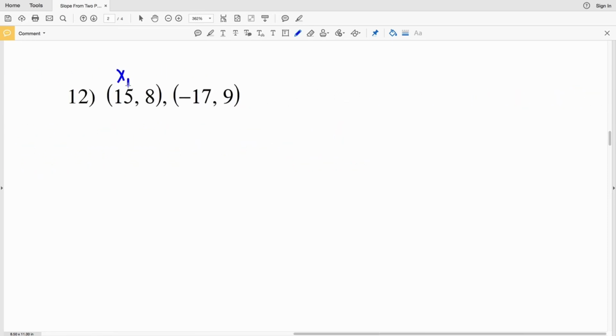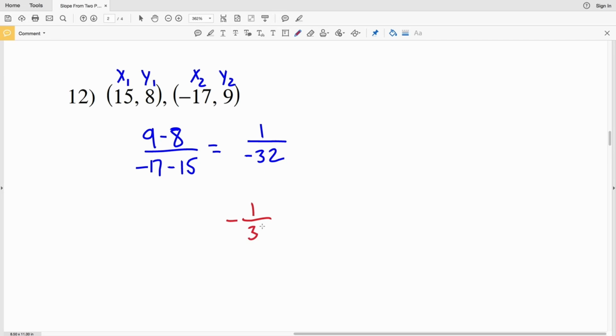In number 12, we have 9 minus 8 for y2 minus y1, and negative 17 minus 15 for x2 minus x1. 9 minus 8 is 1. Negative 17 minus 15 is a negative 32. So for number 12, we have a slope of negative 1 over 32.